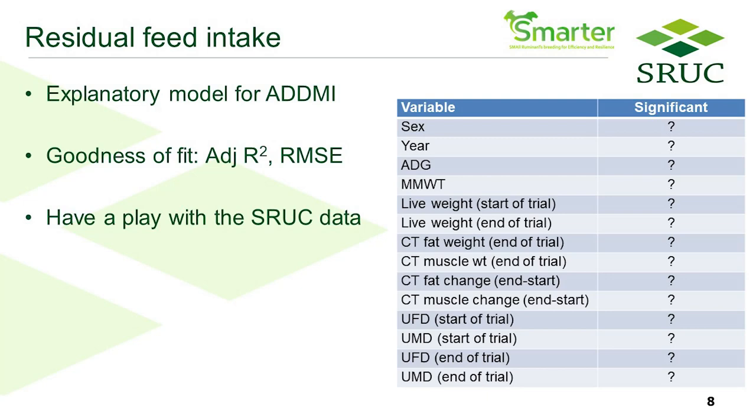So the aim was to take this data set and come up with the best explanatory model for average daily dry matter intake to be able to predict residual feed intake for each of these lambs. So these are the various things in the data set that we might want to include or not within that prediction equation to get the best goodness of fit statistics. So looking at some of the metrics that Flavie mentioned, like adjusted R-squared or RMSE, to give us the best fit of the multiple linear regression model.